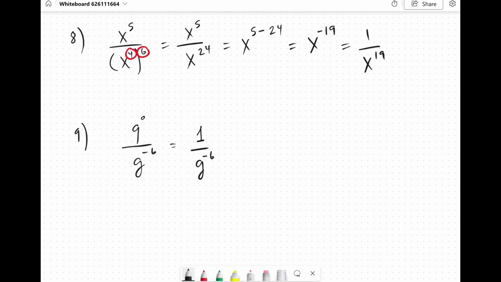It's already on the bottom, so to make that 6 positive, the g and the 6 will need to travel to the top. The 1 will not move. It will stay on the top because it does not have a negative exponent. So it's 1g to the power of 6, or you could just write it as g to the power of 6 because a coefficient of 1 can be avoided.